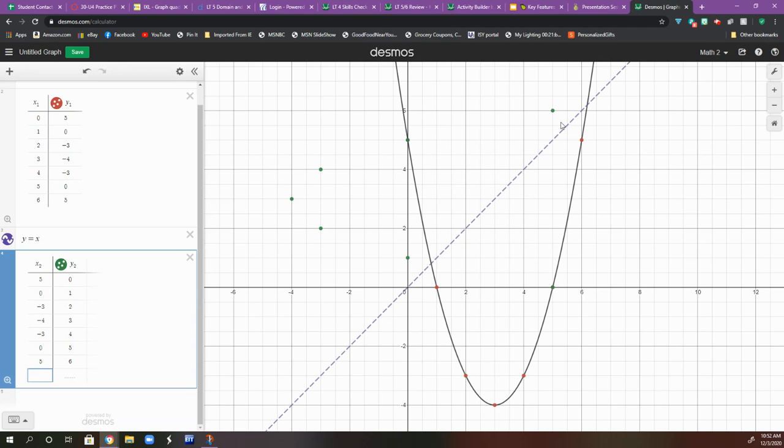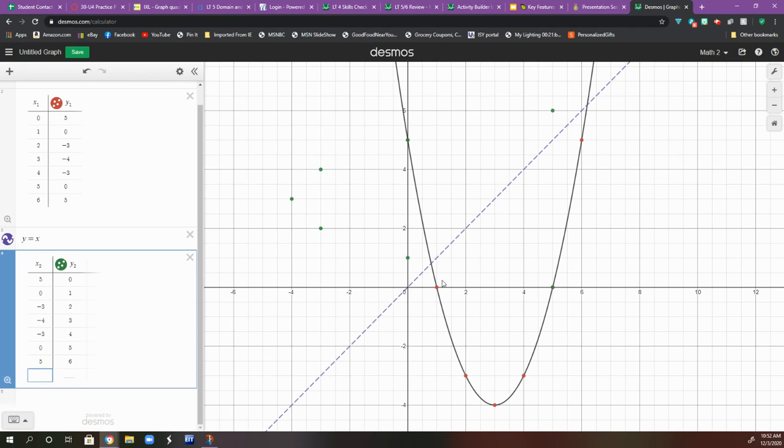I took my graph, and see how these two points are a reflection over that line. Why did it change? Because it's the same point. This point and this point are a reflection over that line. This point and this point are a reflection over that line. These two points are reflections over that line. Do you see how those are changing?